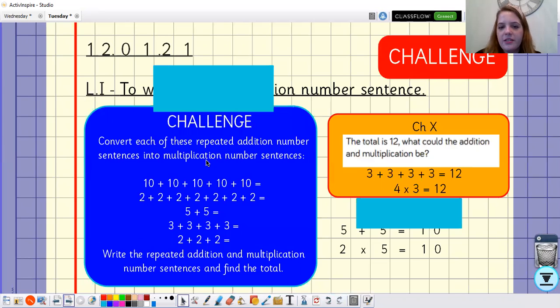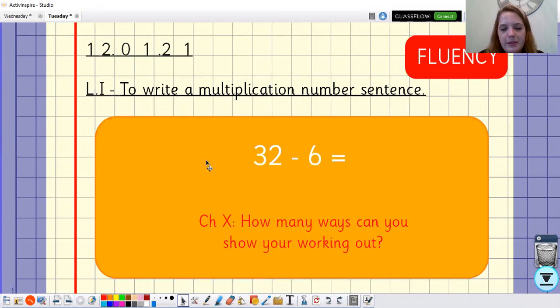Finally, let's have a look at our fluency number sentence for the end. So we have a subtraction number sentence today. The number sentence is 32 subtract 6. Pause the video here and have a go at using your drawings or resources to work this one out.